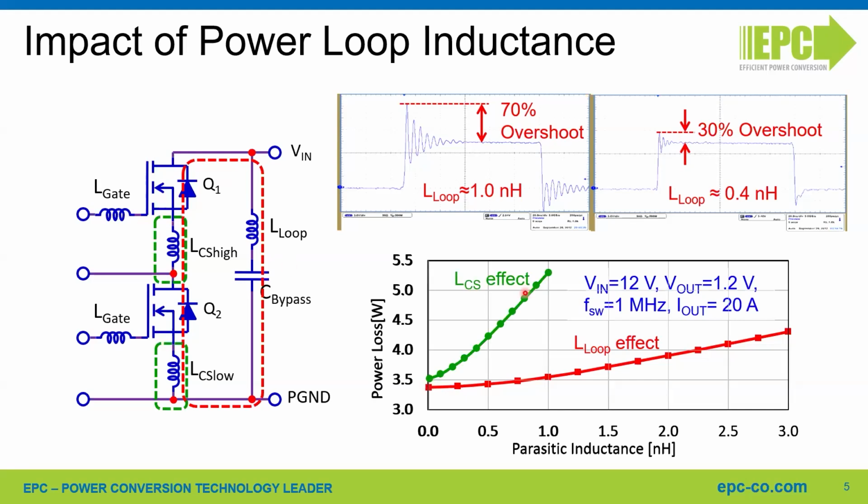If you plot the effect of the common source inductance on the losses and the effect of the loop inductance on the losses, you see the common source inductance is what really needs to be minimized.